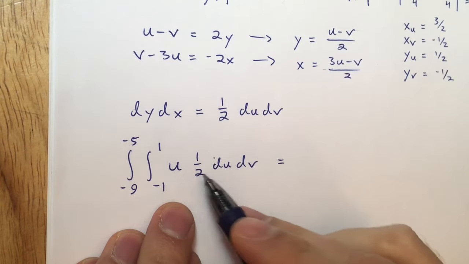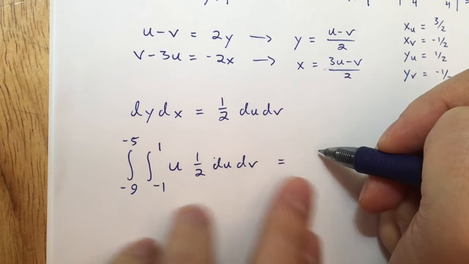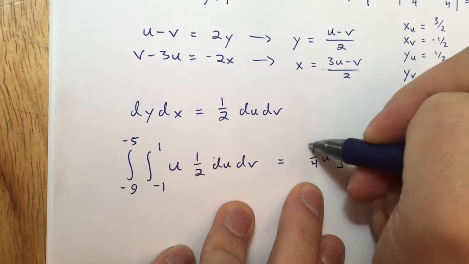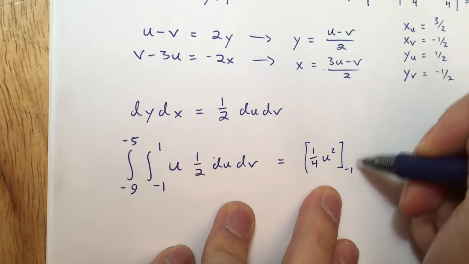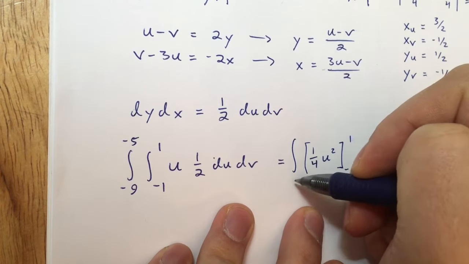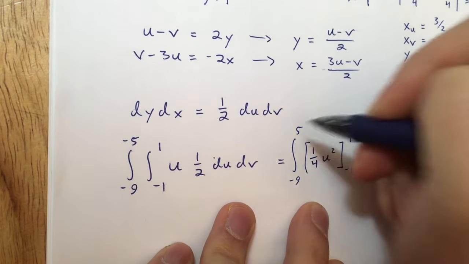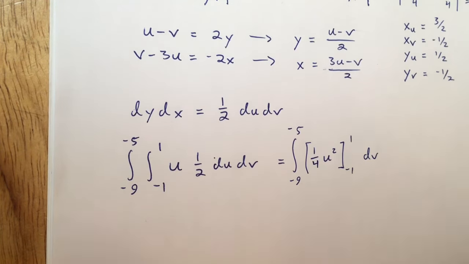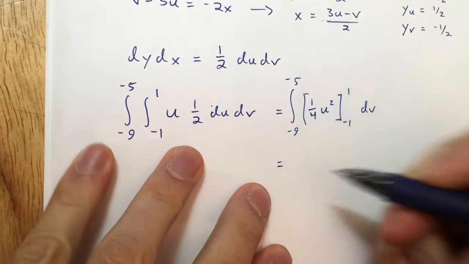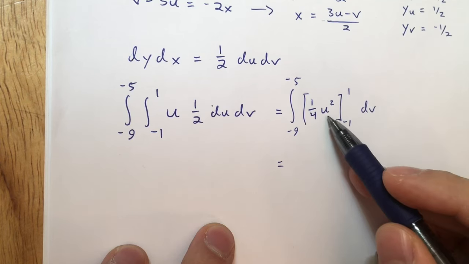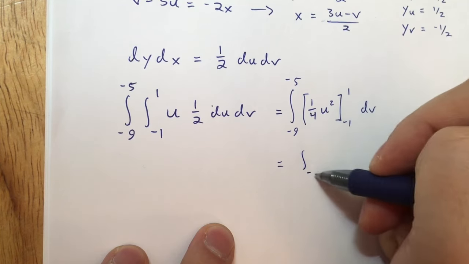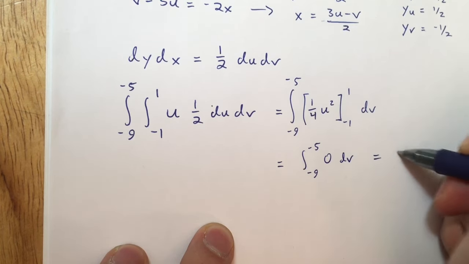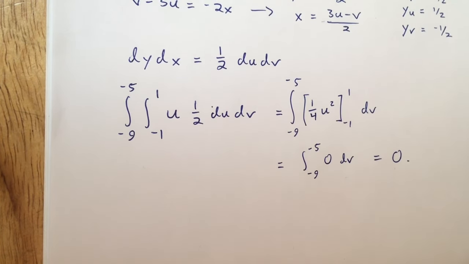So the antiderivative of 1/2 u is 1/4 u squared, evaluated from -1 to 1, and then we're still going to integrate the dv part. You plug in 1, plug in -1, subtract, you get 0. So the answer here is 0.